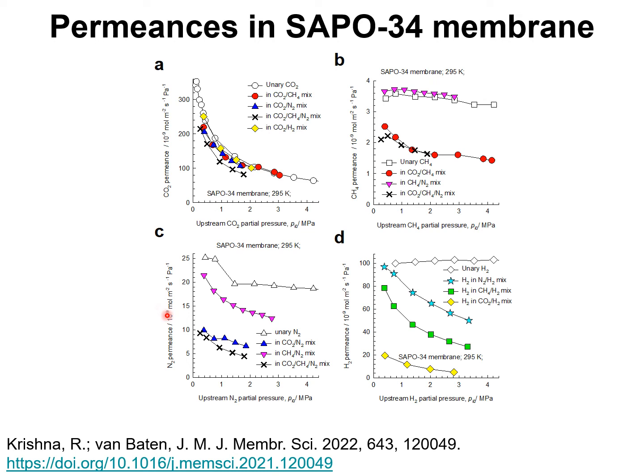However, I would like to demonstrate in the following slides that this conclusion is rather pessimistic, and that if we adopt a fundamental approach to describing mixture permeation, then it is possible to have a good estimation of component permeances in mixtures using only information on the unary permeances.